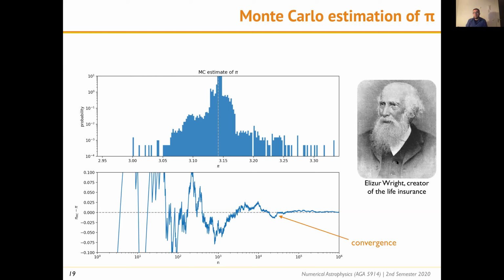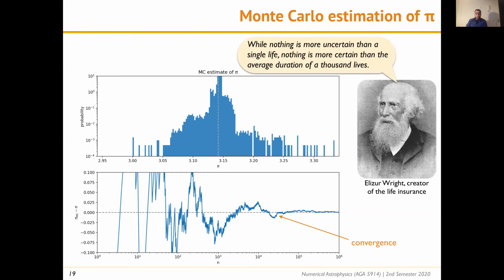This person here is Eliezer Wright. He's the creator of the life insurance. And he said, while nothing is more uncertain than a single life, nothing is more certain than the average duration of 1,000 lives. So we really know things statistically. Of course, there are always different behaviors for individuals, but statistically speaking, we know things. This is the whole point of Monte Carlo and the whole point of convergence. As our sample grows, we start to learn more and we can rely more on our results.